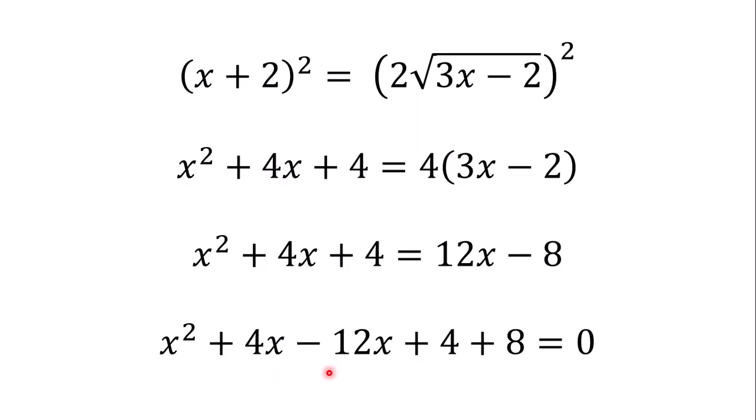Good. So now let's compute this side. 4x minus 12x is what? Minus 8x. Now this plus this will give us what? 12. So what we are going to get here is x squared minus 8x plus 12, and it's equal to 0.